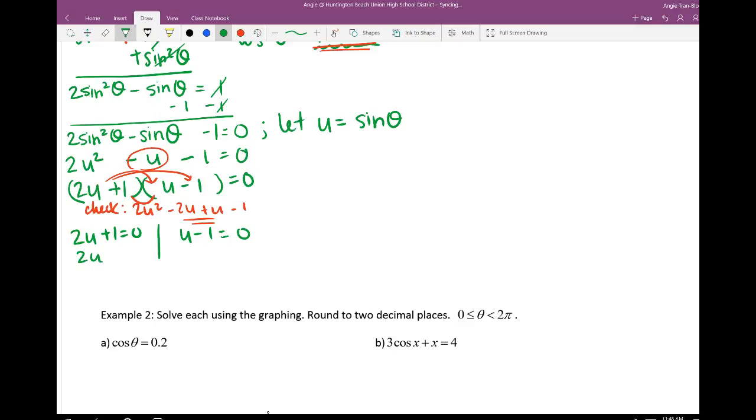Okay, so 2u equals negative 1. U equals negative 1 over 2. Similarly, u equals 1. Okay, but obviously we're not trying to solve for u, we're trying to solve for theta.